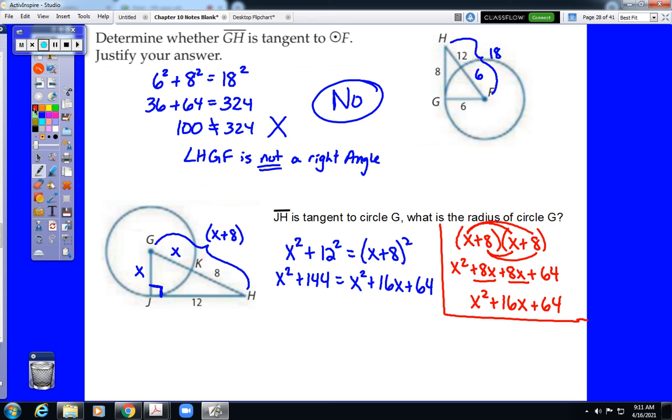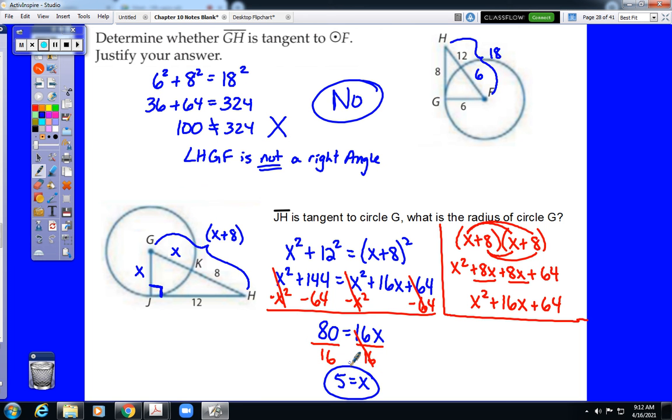Now we're going to continue to solve the equation from there. When we subtract x squared, it drops out of the equation entirely, which is super nice. It saves us lots of energy. 64 needs to be moved as well so that x is isolated. And that gives us 80 equals 16x. So then we divide by 16, and we get x equals 5.